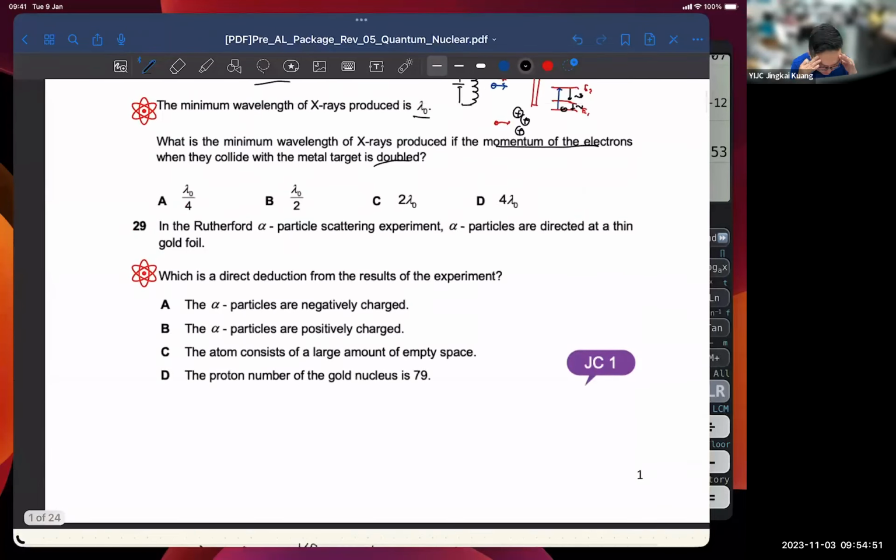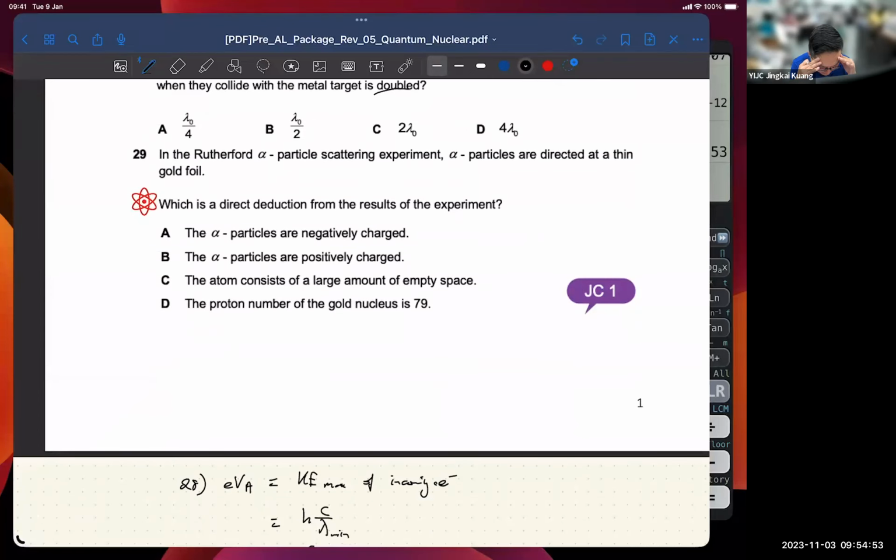Rutherford alpha particle scattering experiment. Alpha particles are directed at a thin gold foil. What is the direct deduction from the results of the experiment? It has nothing to do with the alpha. We already know that alpha is positively charged, so no need to think about alpha. We already know alpha is 2 protons, 2 neutrons at that stage. This also does not tell us that the proton number is 79. So the only answer is C.